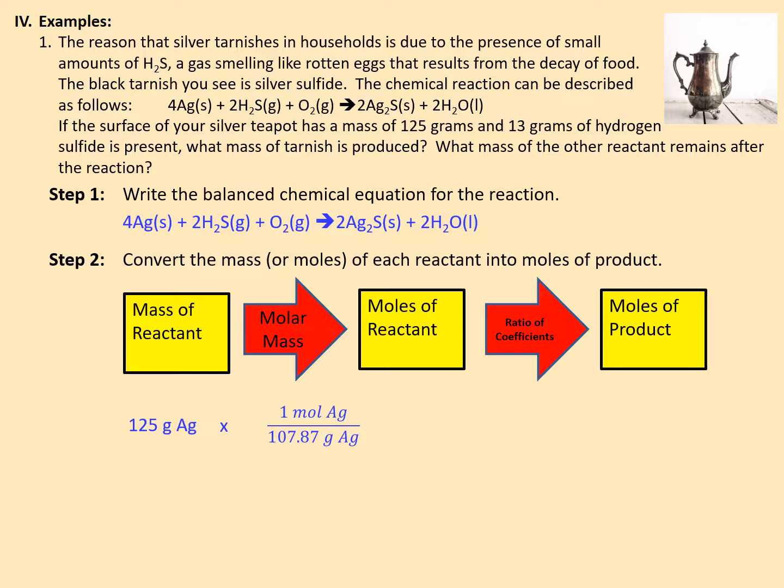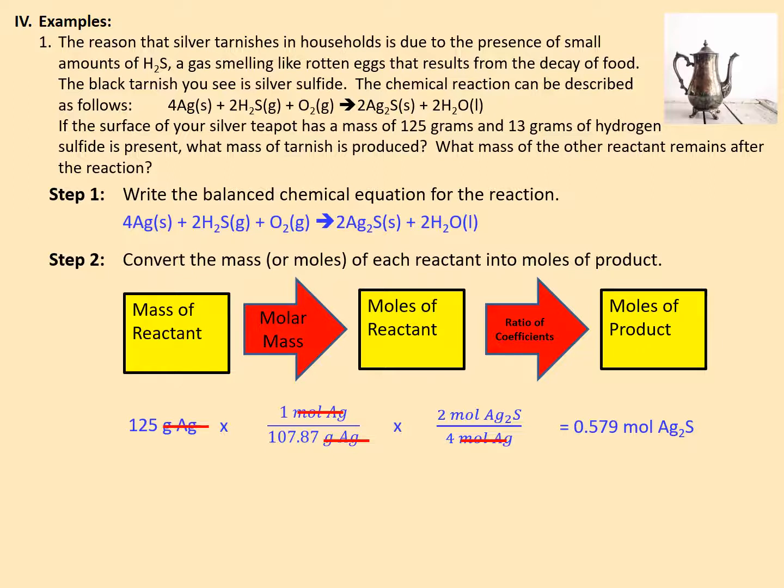silver sulfide, not the water. So let's see how much silver sulfide is formed. Using the ratio of coefficients from our equation, we see that for every 2 moles of silver sulfide formed, 4 moles of silver is required to react. Notice here that our unwanted units cancel out, so at the end of the day we're left with moles of the product silver sulfide. We do the number crunching and we come up with 0.579 moles of silver sulfide produced from a starting quantity of 125 grams of silver.